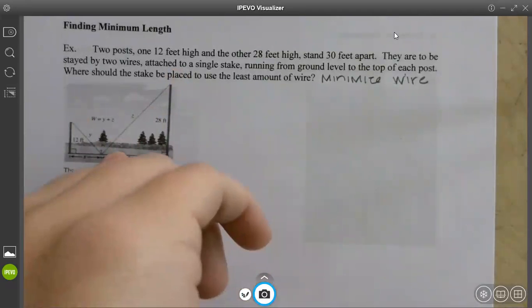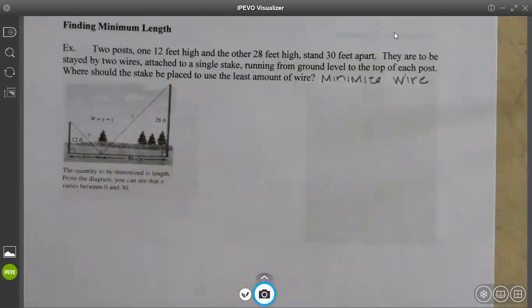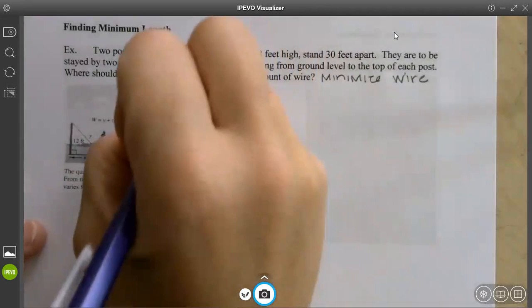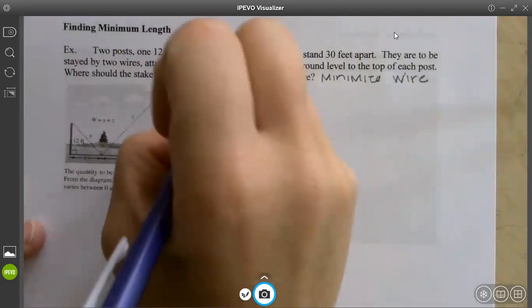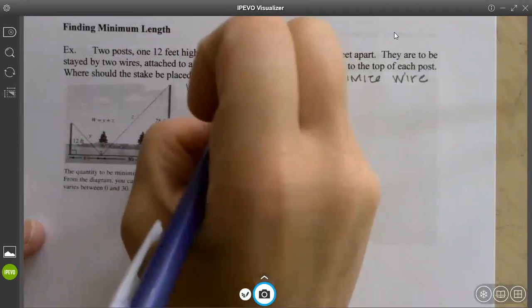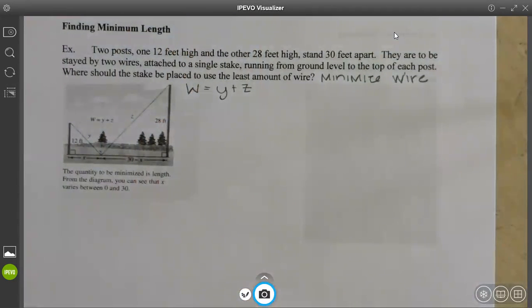Everybody got that? And then how do you find the total amount? You add them up. So that's where the equation comes from. I want you to know where it comes from because they won't always give you the equation. Everybody see that? So your primary equation is the total amount of wire. W is the wire.